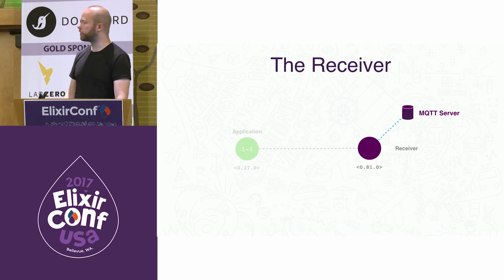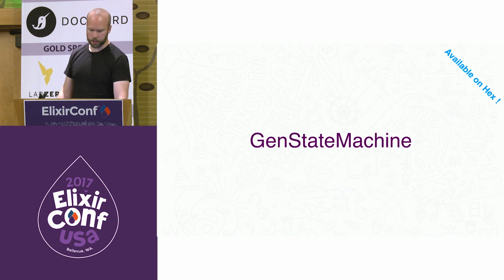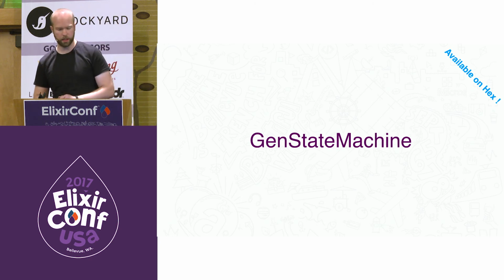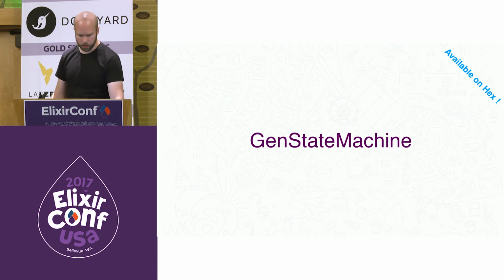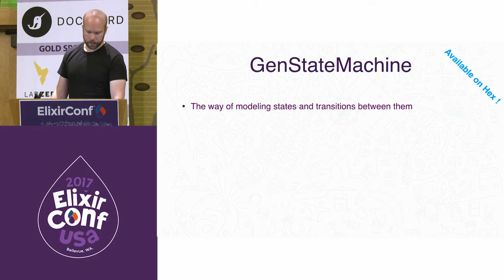So let's focus on the receiver. I tend to go for a state machine when I implement this kind of stuff. And it just so happened that we have an excellent state machine in Erlang called gen_statem, and Elixir Conf has wrapped it in a nice library called GenStateMachine that is available in Hex. So a GenStateMachine is a good way of modeling states and transitions between them.